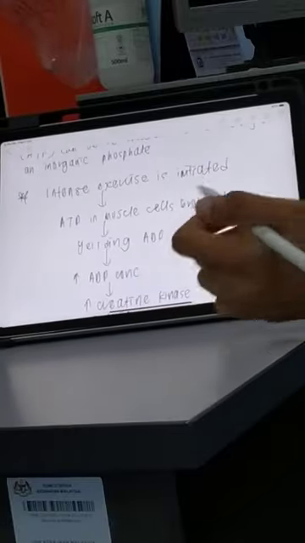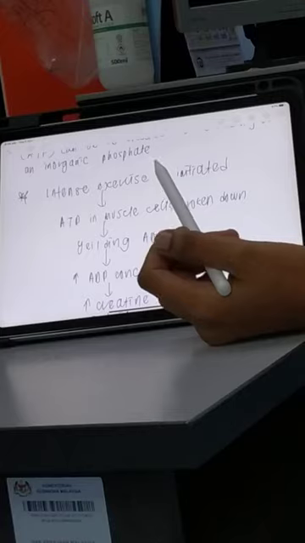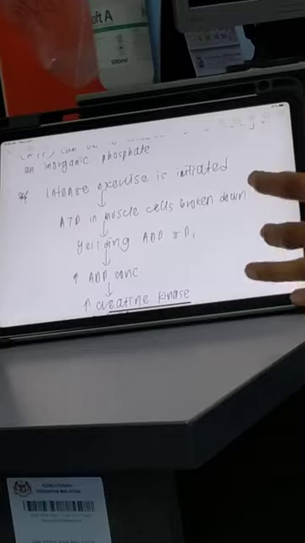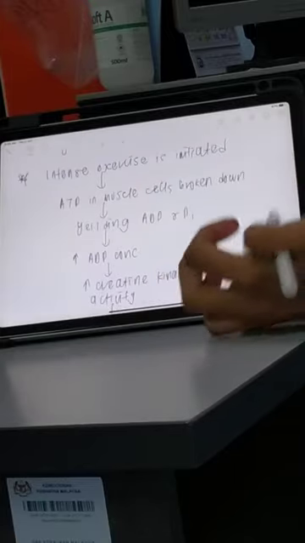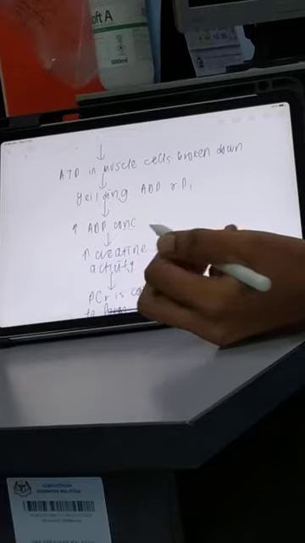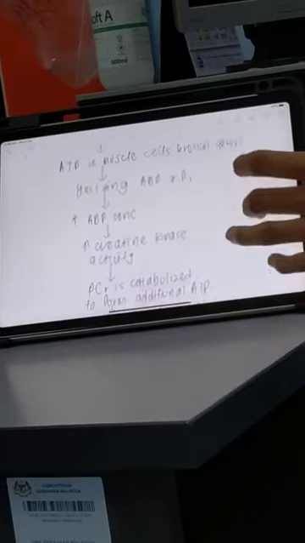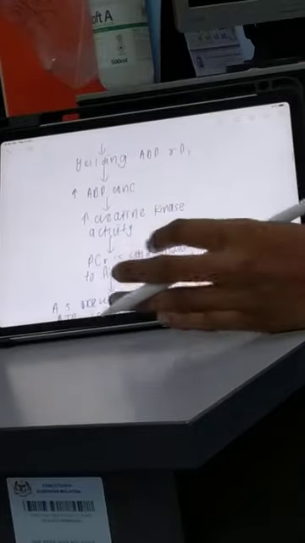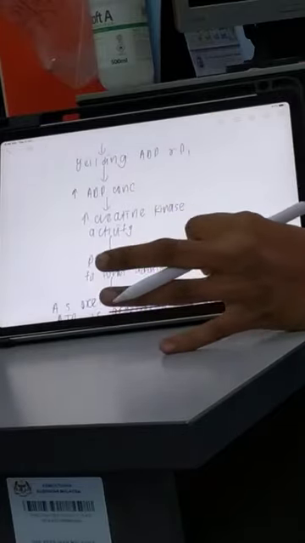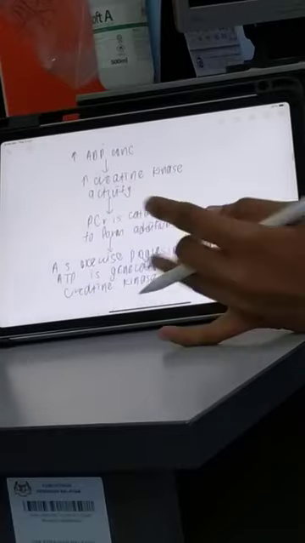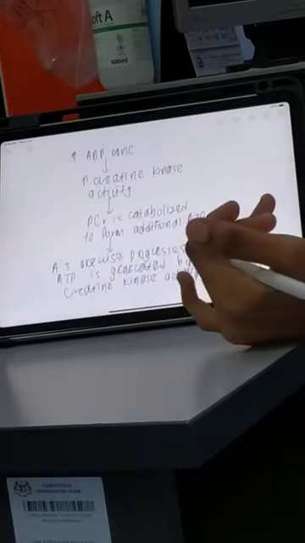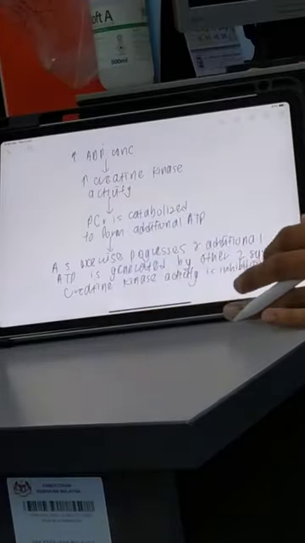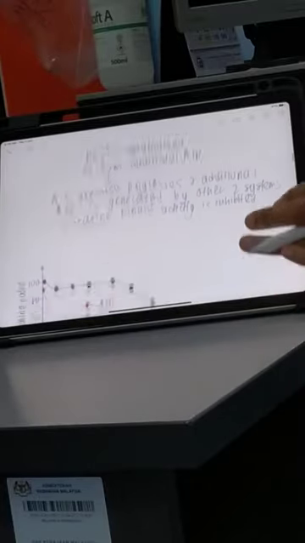When intense exercise is initiated, ATP in muscle cells will be broken down, yielding ADP and inorganic phosphate. This causes increased ADP concentration, and hence increased creatine kinase activity. When that happens, PCr will be catabolized to form additional ATP. As the exercise progresses and oxidation occurs, ATP is generated by the other two systems, and the creatine kinase activity will be inhibited.